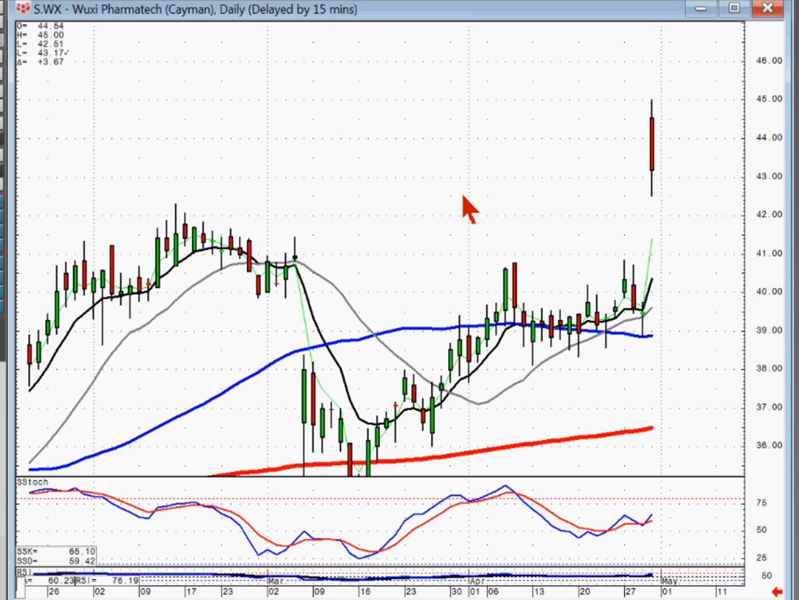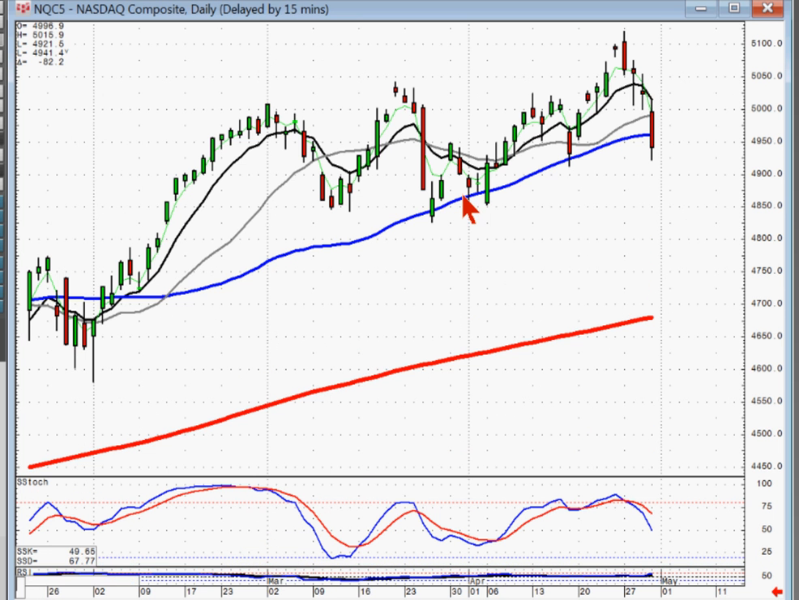On the NASDAQ chart, can we see the candlestick signal close below? Yes, this was a sell signal, which told us we were probably at least coming back to the 50, which it did, and some.